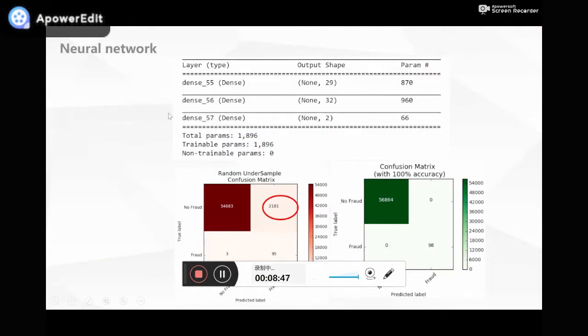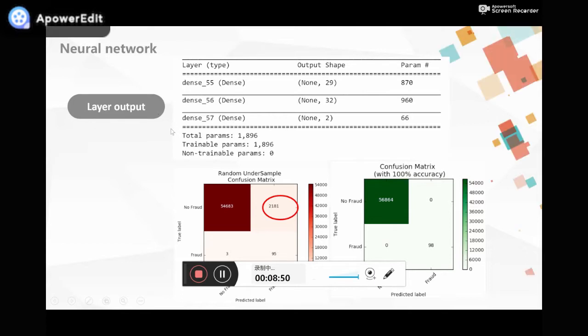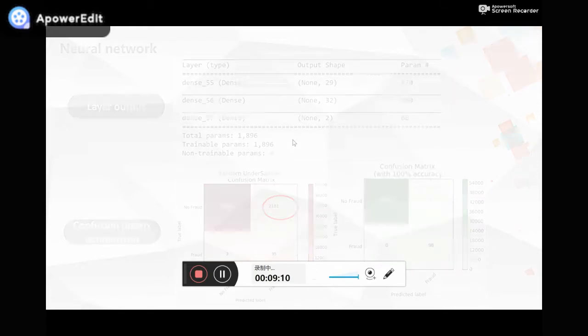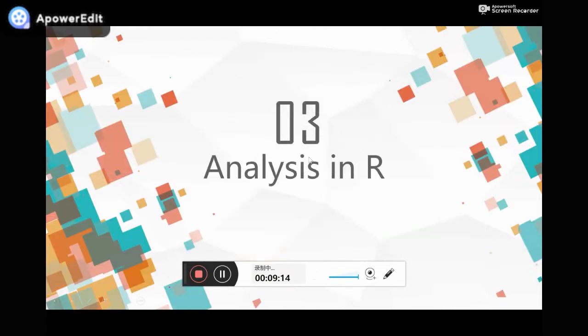And we also do the neural network here, and we can see some layer output. For the confusion matrix, it's not that good. Compared with 100% accuracy, they still have some points that fall into this range. It seems not that good. And then we move to the analysis in R.